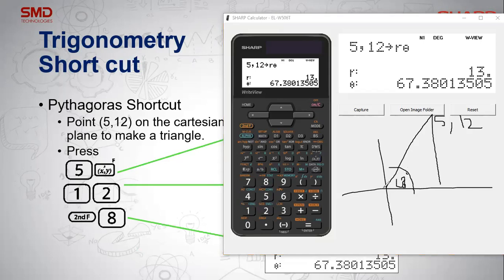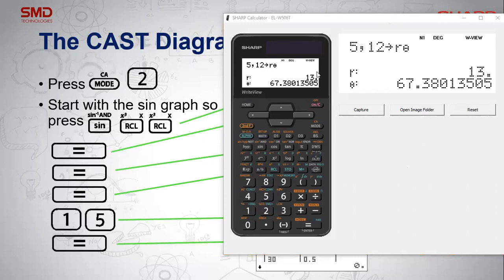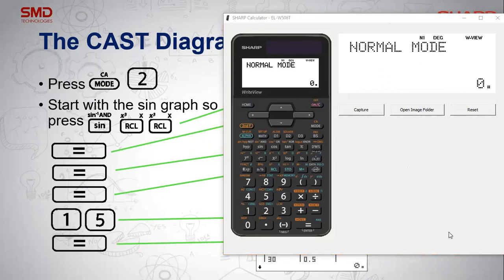So it's this angle here. So it's your bow tie angle, essentially, that you will be getting. All right, cool. Now, we can also use the calculator to teach the CAST diagram. So I'm actually just going to show you my slides.